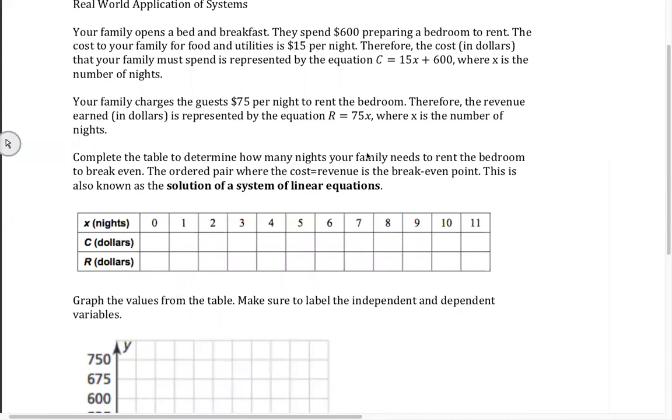So where X is the number of nights, your family charges $75 per night to rent the bedroom. Therefore, the revenue earned in dollars is represented by the equation R equals 75x, where X is the number of nights. Complete the table to determine how many nights your family needs to rent the bedroom to break even.